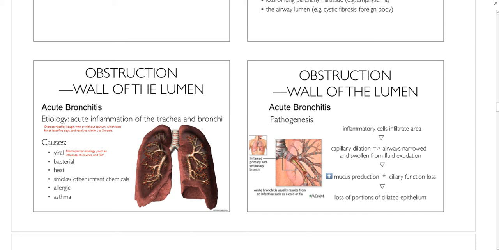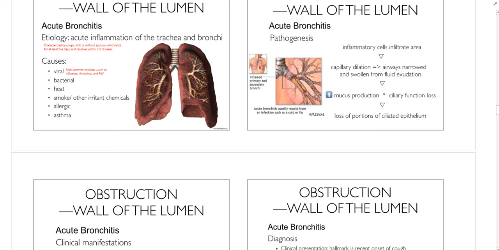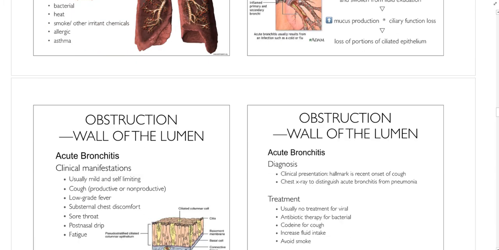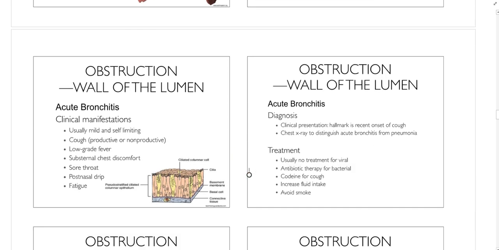So this really is a self-limiting issue, and it just revolves around inflammation and immune response to something in the lungs. Normally it's going to be viral, but it can be a bunch of other things also. The symptoms are usually mild and self-limiting. You don't normally need to take something. You may have a cough or low-grade fever, maybe some substernal chest discomfort, sore throat, post-nasal drip, or fatigue. Your typical chest cold, maybe flu.